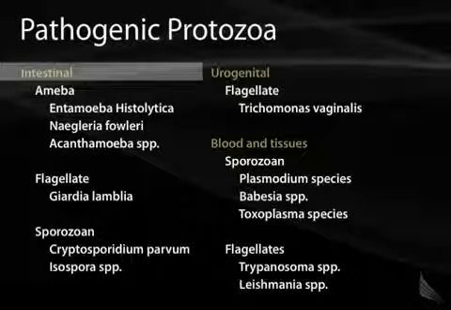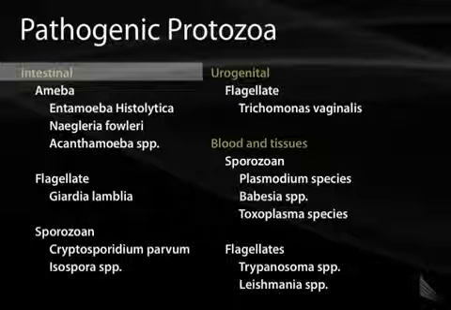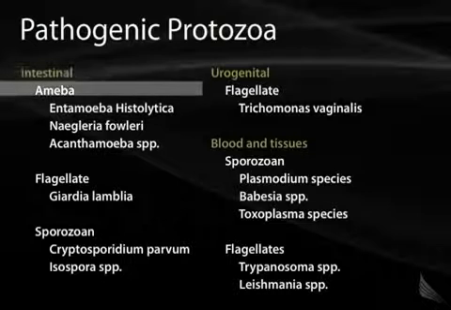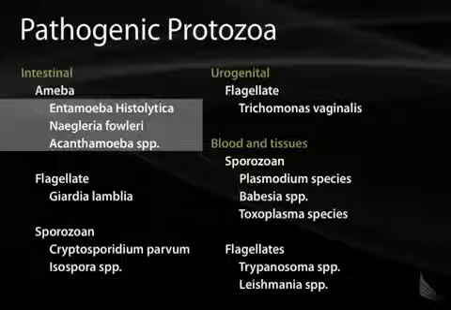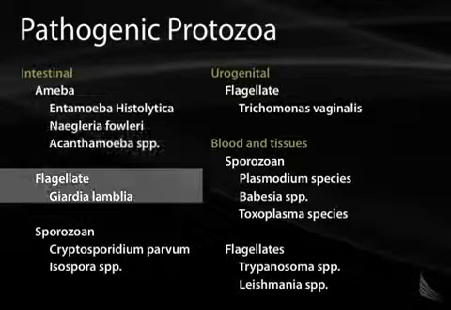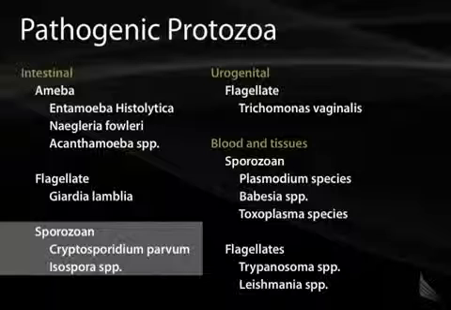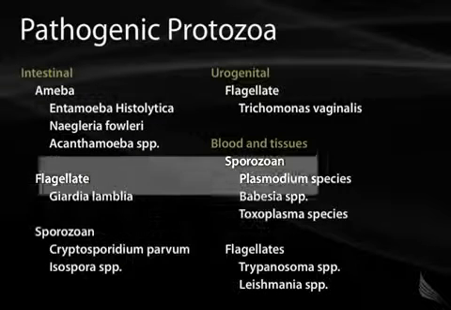Protozoa achieve motility through the use of amoeba, or flagella, or sporozoa. Amoebic protozoa include Entamoeba histolytica, Naegleria fowleri, and Acanthamoeba species. The flagellate protozoa include Giardia lamblia, and sporozoans include Cryptosporidium parvum and Isospora.